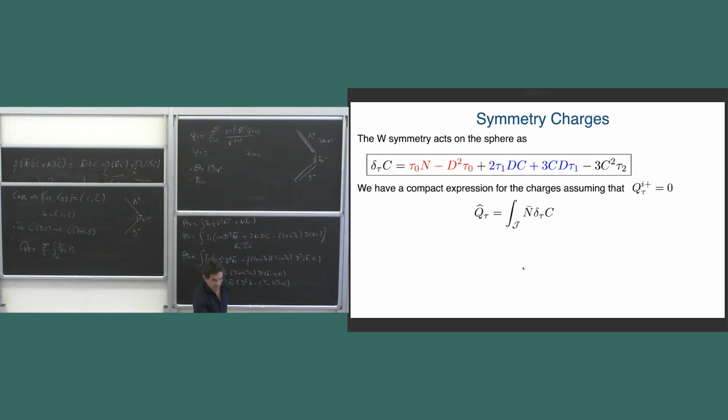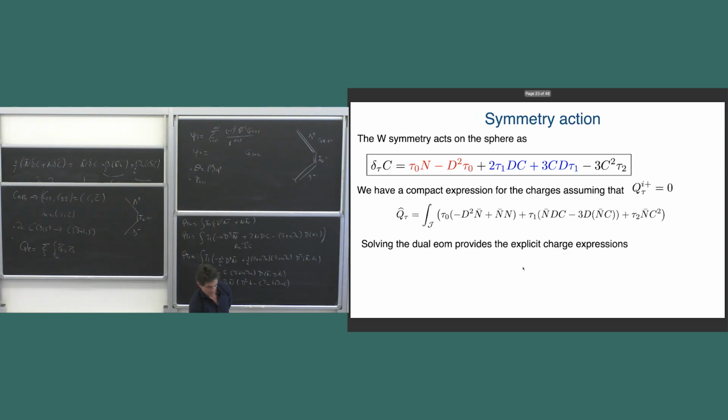So we have a compact expression for the charge, which means that if I assume there's no matter at I plus, then I can get them as the integral of n bar delta tau c along scri. That's the only expression that is covariant, which is the usual expression for an Ohm charge. If you explicitly write it, this is the type of expression, and when you solve the dual equations of motion, you get the entire charge expression.